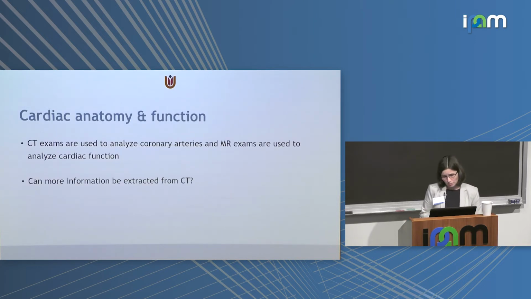And in this example, well, CT scans are in clinic mostly used to analyze the anatomy of the heart and primarily of the coronary arteries. And it is considered that MR scans are used to analyze cardiac function. But actually, when the scan is already made, it would be useful to extract more information from the CT when the data is available, and maybe in some cases we don't have to acquire an additional image.